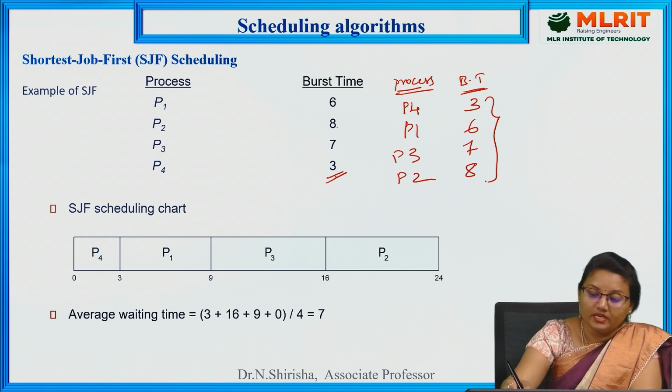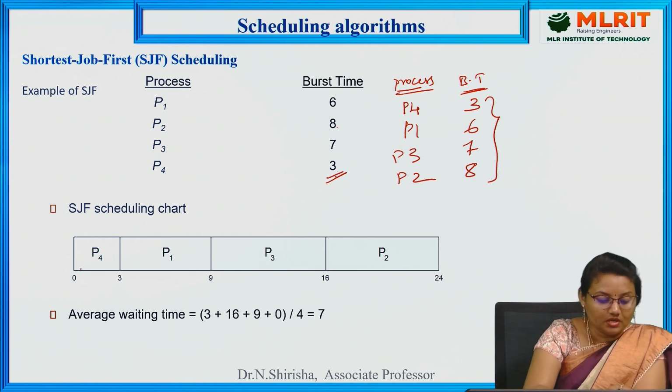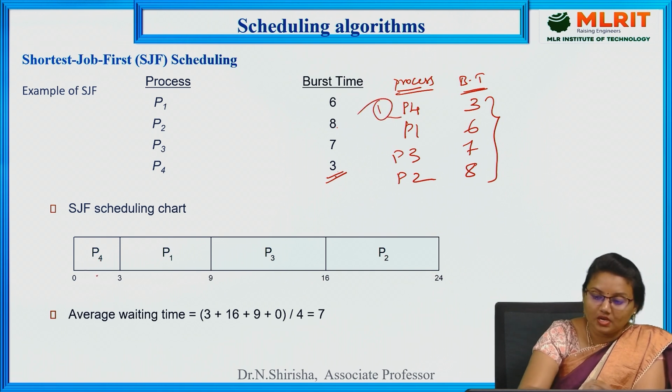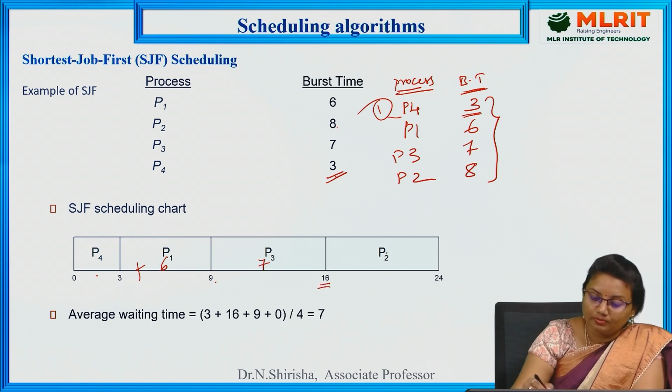If this is the case, we are drawing the Gantt chart for this. So, what is the first process? P1. So, P1 is executed first for how many milliseconds? 3 milliseconds. Then P2 for 6, so 3 plus 6 is 9. Similarly, P3 for 7, so 9 plus 7 is 16. Then P2 for 8. 8 plus 16 is 24.